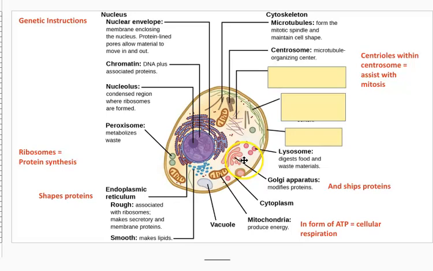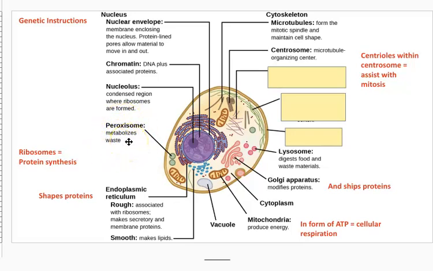Okay. You also have the peroxisomes and lysosomes. Lysosomes are going to digest food, so in order for the mitochondria to make energy, it needs nutrients to do that. And so the lysosome can digest that and then provide the nutrients to the mitochondria. It can also get rid of waste materials. Peroxisome is going to metabolize waste products.